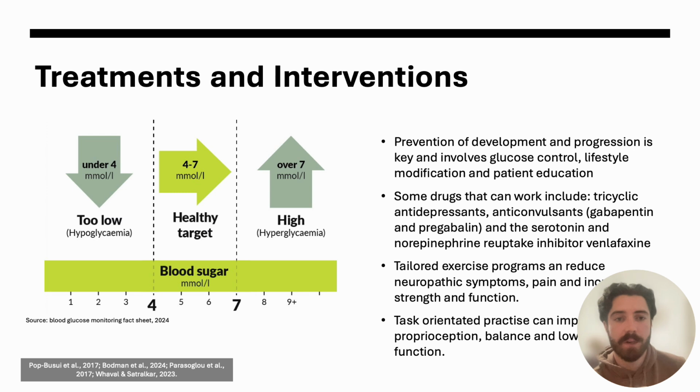For treatments, prevention focuses on glucose control and lifestyle modifications. Early identification, patient education, and regular checkups are pivotal. The drugs that work include tricyclic antidepressants, anticonvulsants like gabapentin and pregabalin, and serotonin and norepinephrine reuptake inhibitors like venlafaxine.